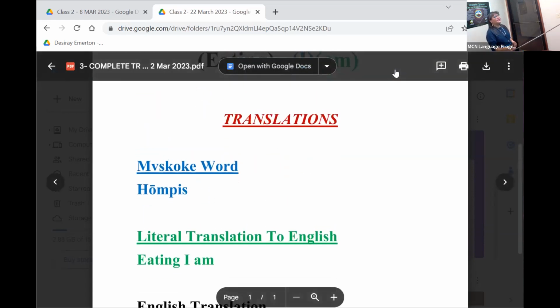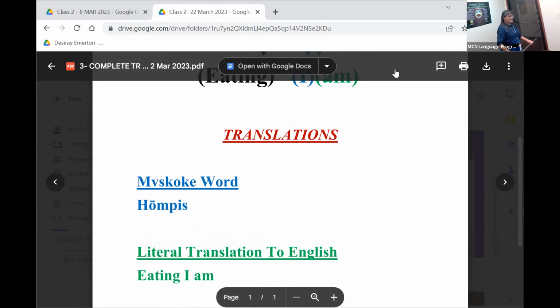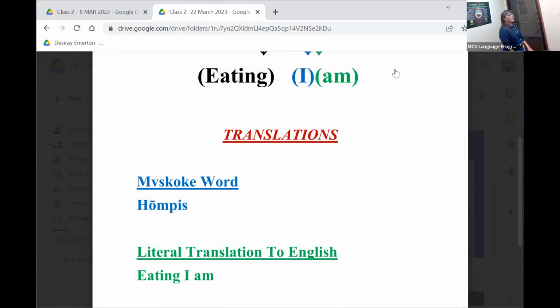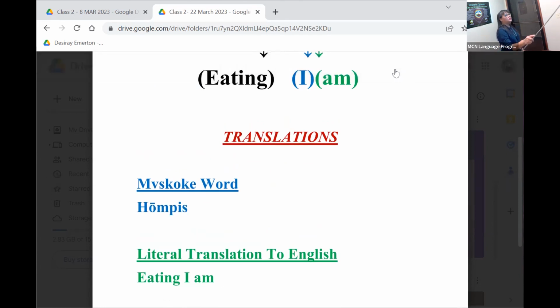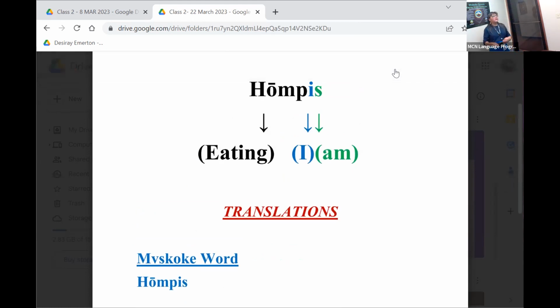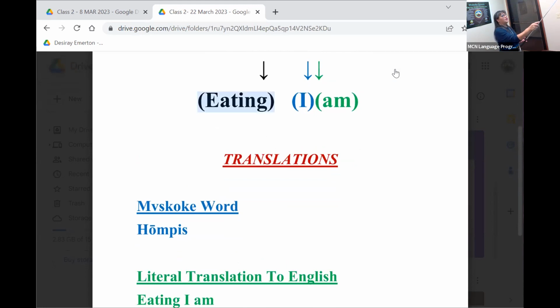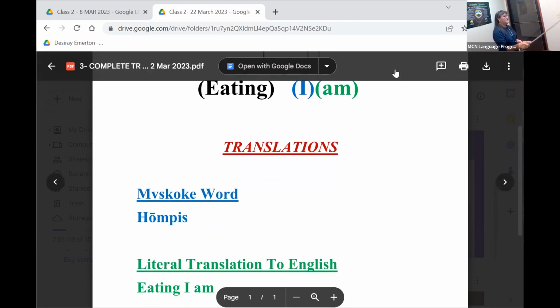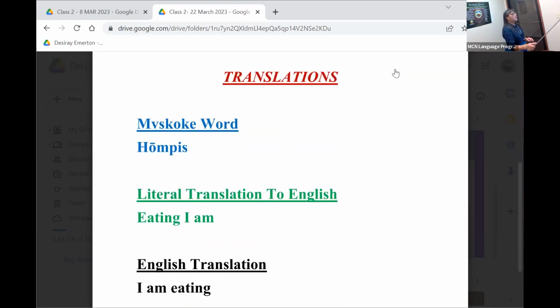That's one of the things I'm trying to learn, is the differences. But like I said, this is the basic way to write a sentence, and in order to go forward, you have to learn the basics to start building onto that. I like the color coding. It helps me to learn. It helps to follow down what's going on. Eating, I am. And like I said, there's the little translation.